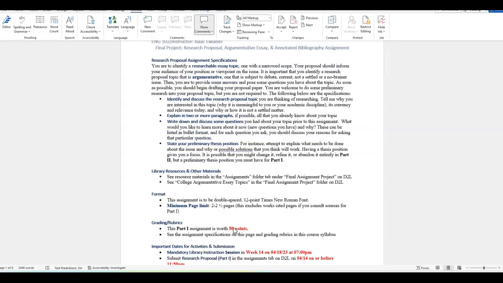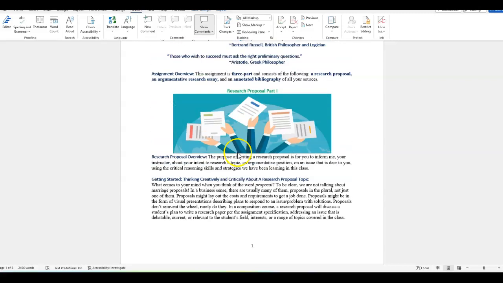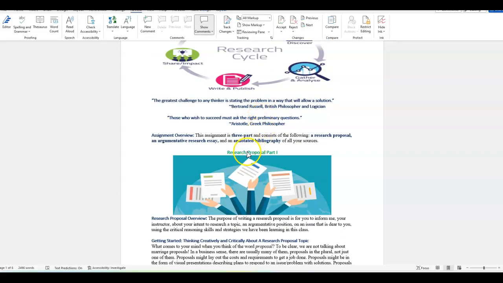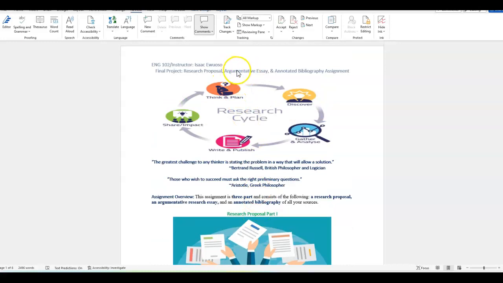And then remember that this is worth 50 points, and you only get 1 chance for the research proposal. If it's not a good proposal, or if I think it's something you need to amend, I will let you know in my feedback. I make it 50 points because I don't want you to waste a lot of points when you're working on the second part of the assignment, which is the argumentative research essay part.